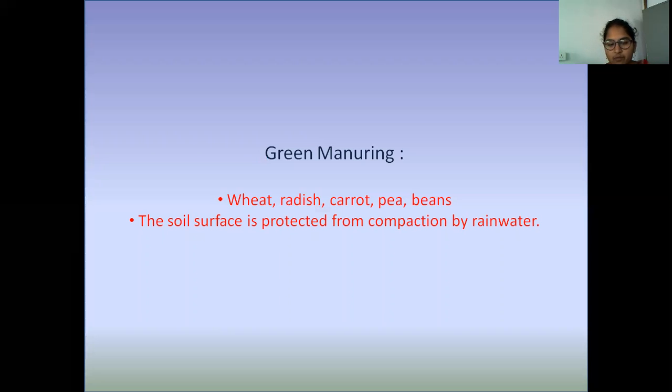Okay, green manuring. What are the different types? Wheat, radish, carrot, beans, different types. The purpose of green manuring is to protect the soil, so that the growth of the crops and their roots prevents soil erosion.